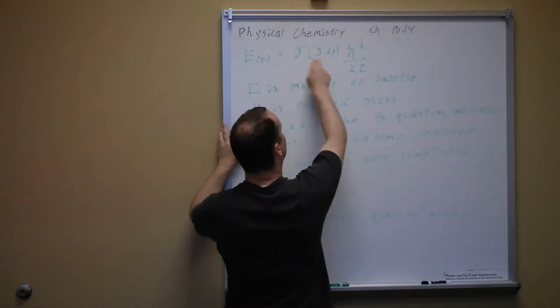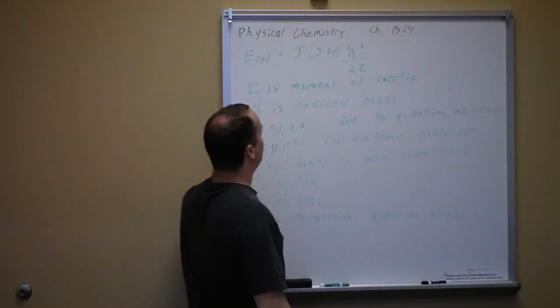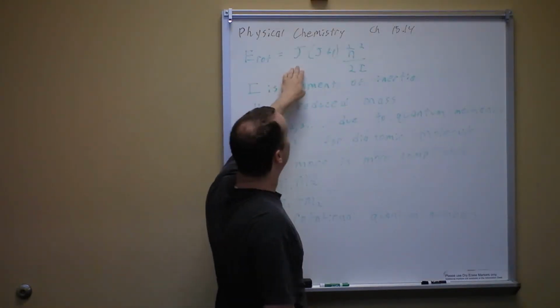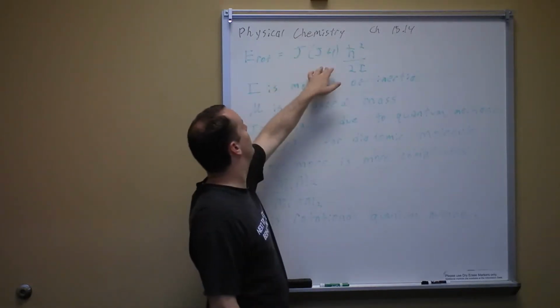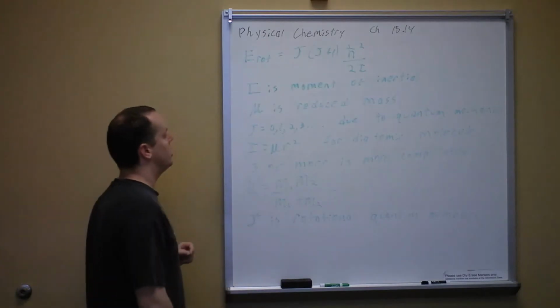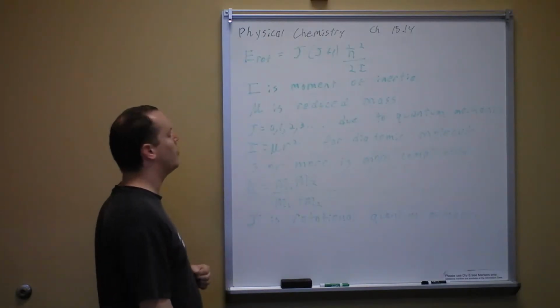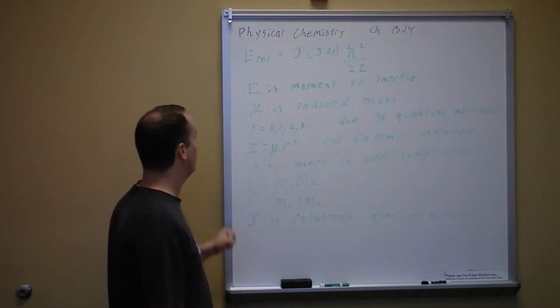Now this number up here, J, this is another quantum number. This could be 0 or 1 or 2 or 3, etc. So remember, when J is equal to 0, you won't have any rotational energy. So it is possible for the two-particle rigid rotor to not rotate at all.